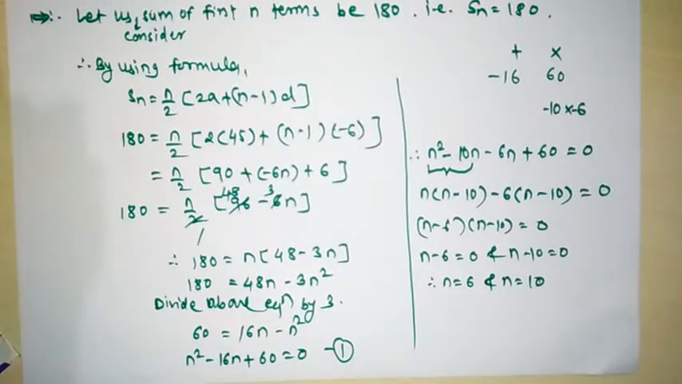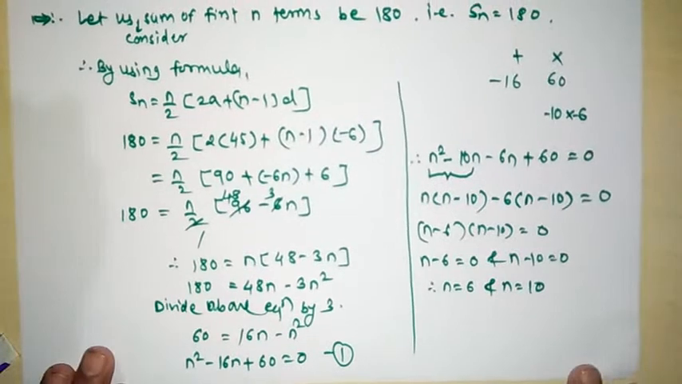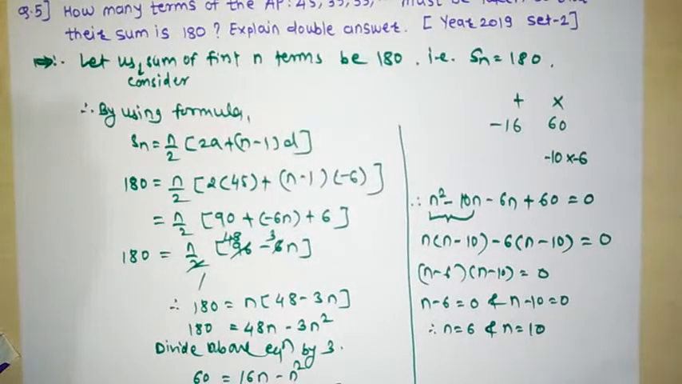Now see here friends, both the values of n are positive. That is, both the values are acceptable here. But how is it possible? The sum of the first 6 terms is 180 and the sum of the first 10 terms is also 180. In the question, see here, what they asked? We have to explain the double answer. Here no student has solved and explained why the double answer is possible.